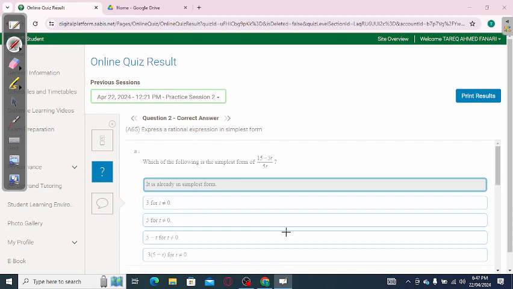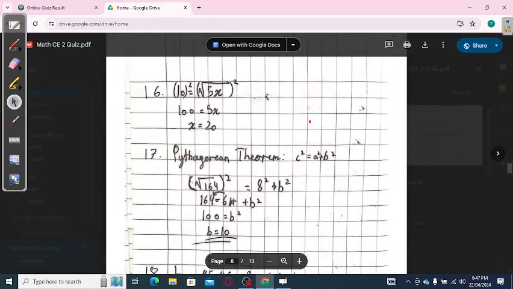Now here, this one. 15 minus 3t. Here I have it on the drive, so I will just go there. Okay, let's just go all the way back up.